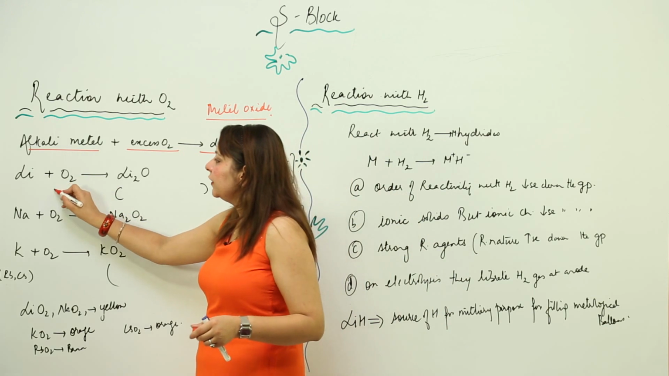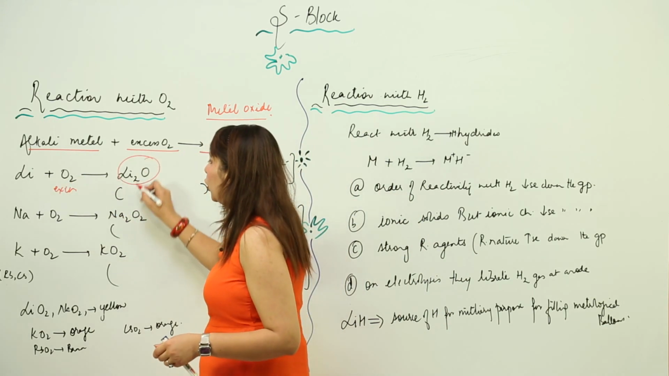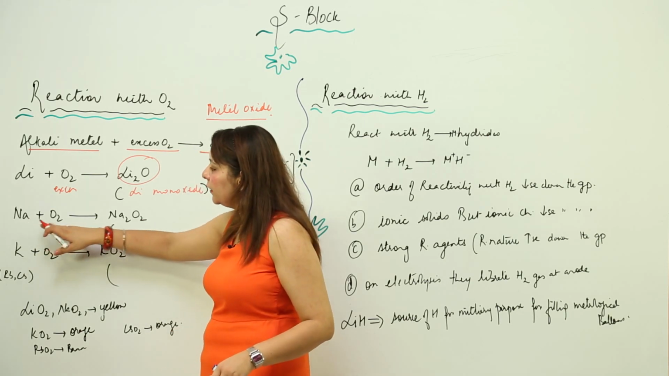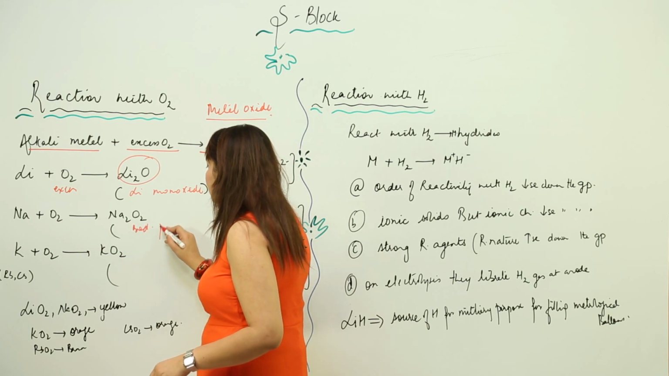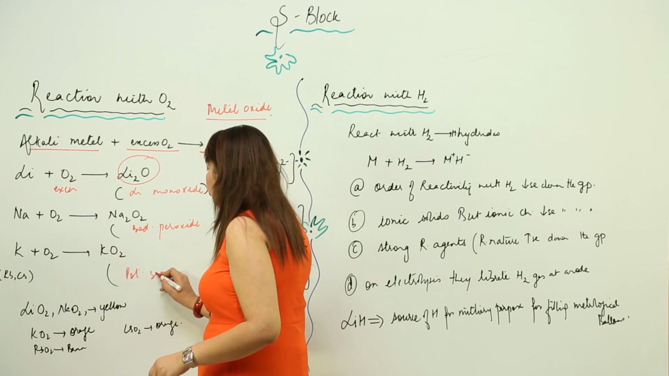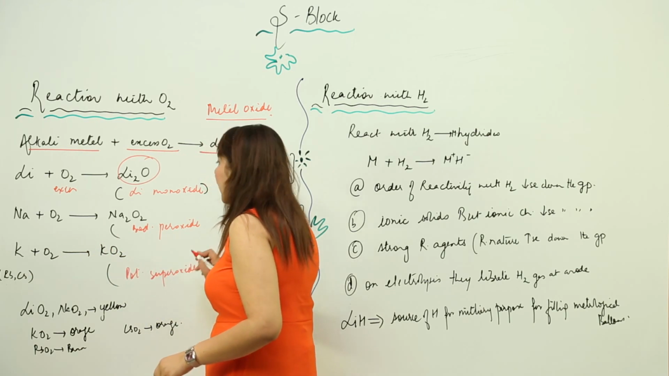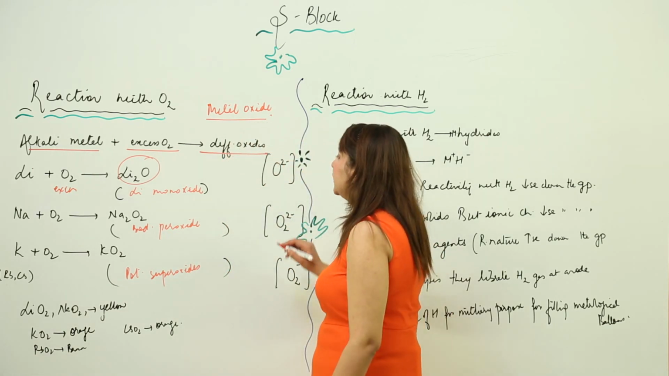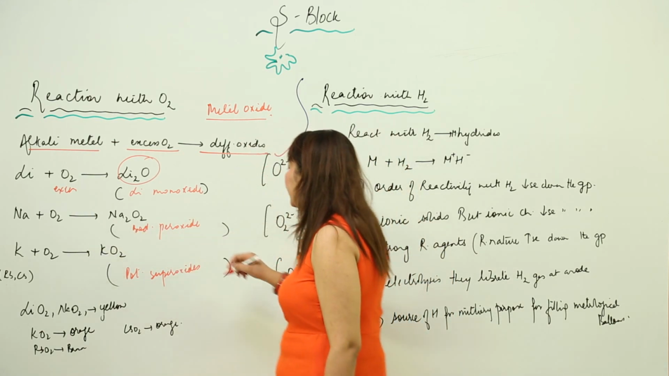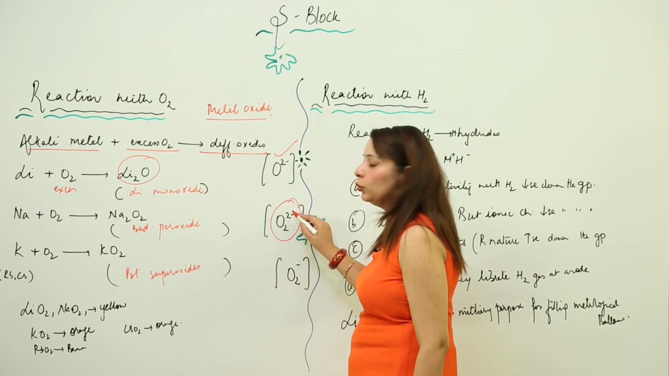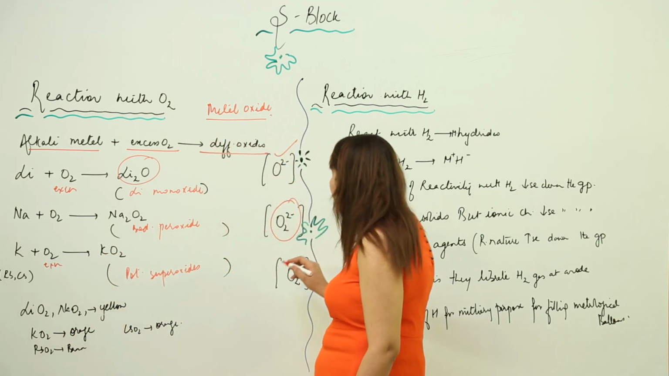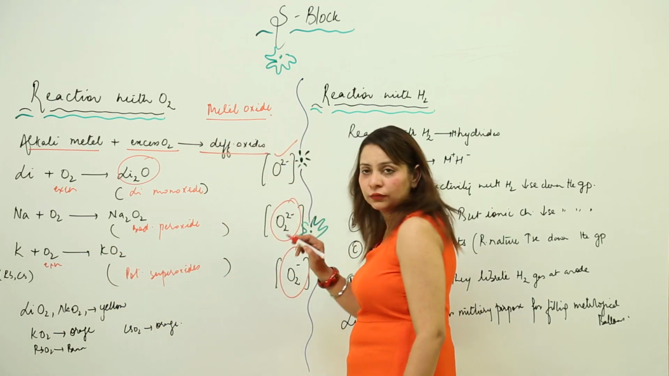Like lithium, when reacted with excess oxygen, forms lithium monoxide. Likewise sodium, when reacted with oxygen, forms sodium peroxide. And when potassium reacts with oxygen, it forms potassium superoxide. So when lithium forms the monoxide, it is crisscrossed with the ion O2 negative. When sodium reacts, it is crisscrossed with the peroxide ion, which is O2 2 negative. And when potassium reacts with excess oxygen, it forms potassium superoxide, which means it is crisscrossed with O2 negative.